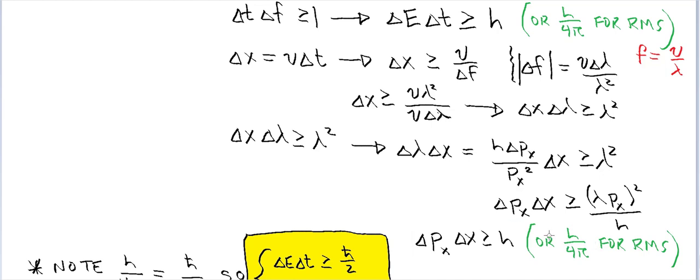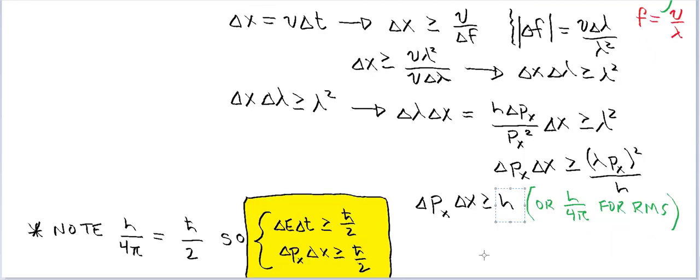And again, if we were doing this for root mean square instead of the more simple way that I've approached this, you get h over 4 pi instead of just h. And here, I remind you that h bar is just h over 2 pi, so h over 4 pi is h bar over 2, and so we get to what we will call the Heisenberg uncertainty principles, that delta px times delta x has to exceed h bar over 2, and that delta E times delta t has to exceed h bar over 2.